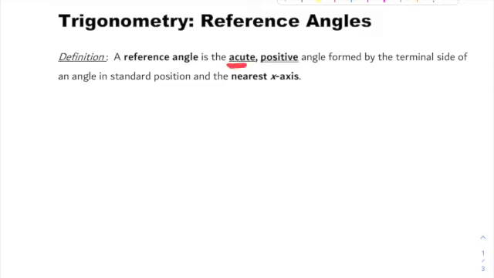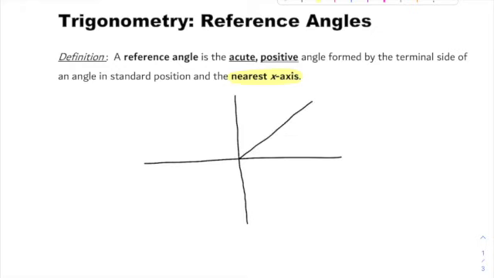It's an acute positive angle formed by the terminal side of an angle in standard position and the nearest x-axis. I'm going to highlight that part because that is sometimes something people overlook. So what that means is, as we've been studying trig and talking about angles in standard position, the terminal side, that would be the side of the angle that moves. It can terminate in quadrant 1, quadrant 2, quadrant 3, or quadrant 4.